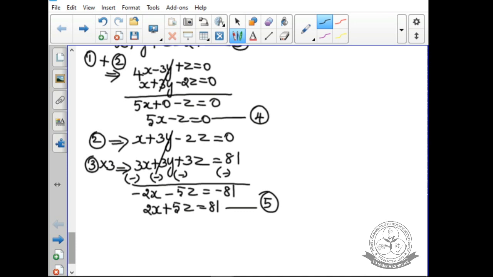Now you have to analyze. Here you have an x term and a z term, and here also an x term and a z term. You can cancel either x or z. Here it is easy to make it 5z. So multiply the fourth equation by 5. The answer will be 25x minus 5z is equal to 0. The fifth equation you write as it is: 2x plus 5z equal to 81.